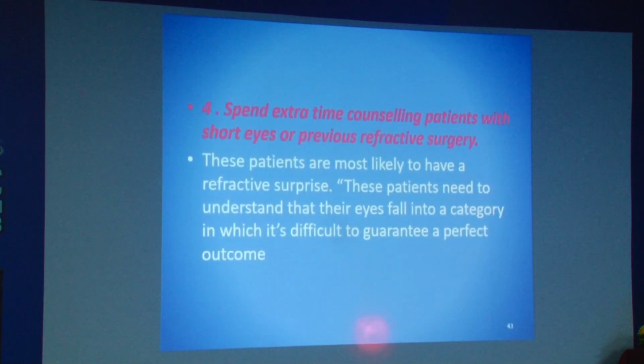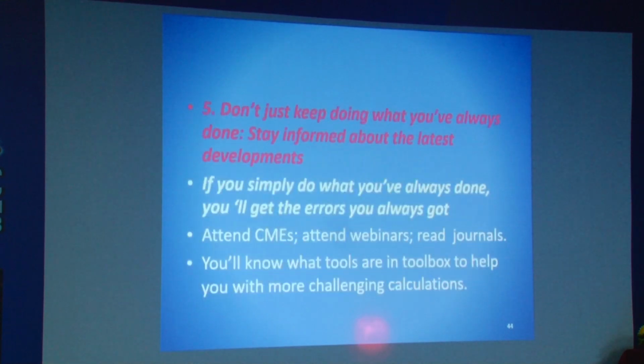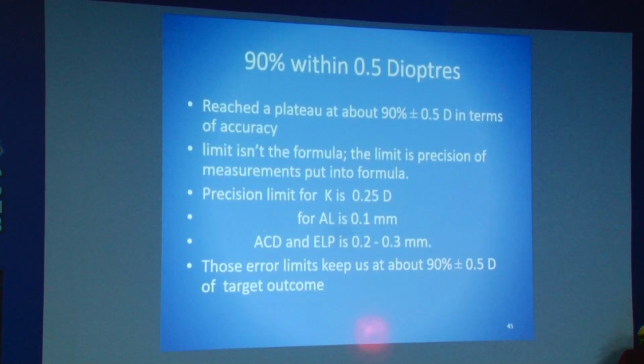Spend extra time counseling patients with short eyes or previous refractive surgery, as told by Dr. Parul, and don't just keep doing what you have always done, because then you will get the same error which you have always got. So 90%, but why are we still stuck at an accuracy of 90% within 0.5 diopters and not more than that?